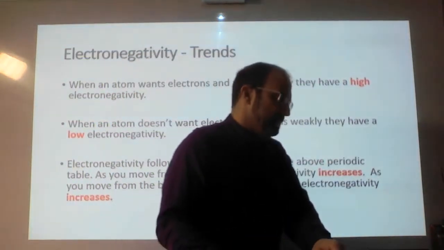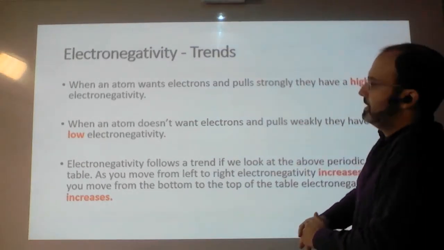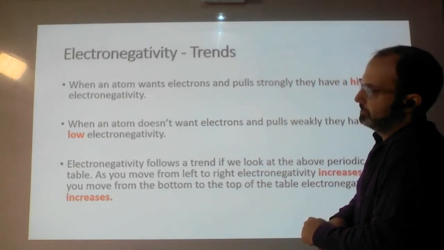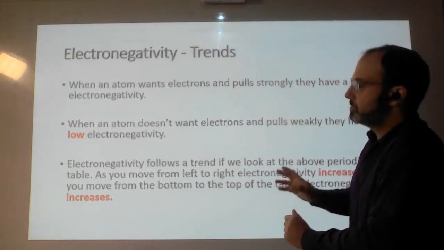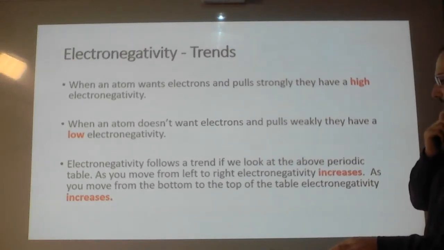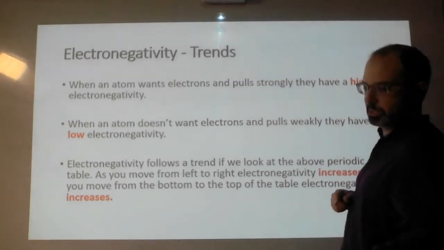So what does this turn into? When an atom wants an electron and pulls strongly, it has a high electronegativity. When the atom doesn't want an electron and pulls weakly, it has a low electronegativity. Electronegativity follows a trend if we look at the periodic table. If you move from left to right, electronegativity increases. As you move from the bottom to the top, it also increases.